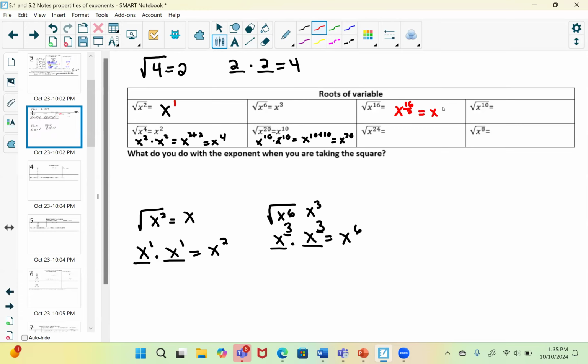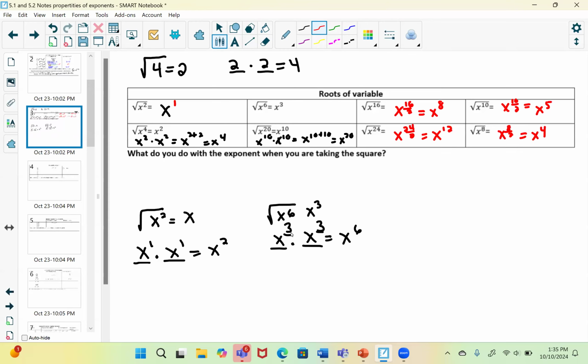And so 16 divided by 2 is 8. The square root of x to the 24th, I take 24 and divide it by 2, and I get x to the 12th. This one, I take the 10 and divide it by 2, and I get x to the 5th. And if I have the square root of x to the 8th, I take 8 and I divide it by 2, and I get x to the 4th.